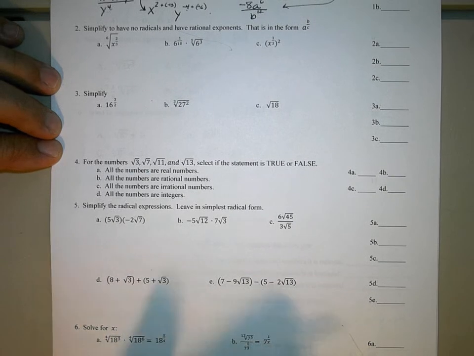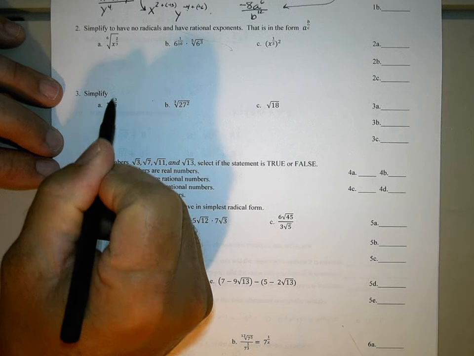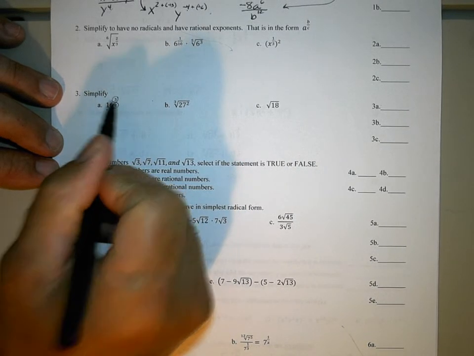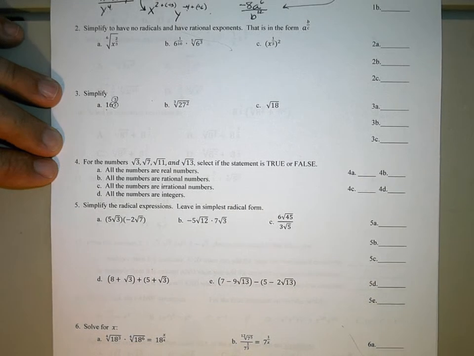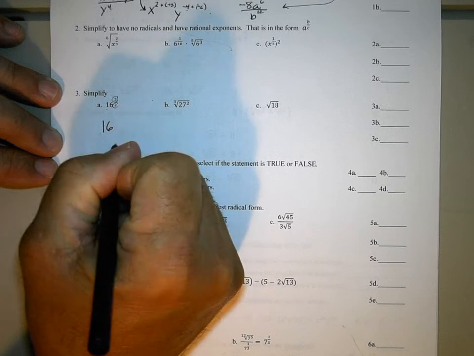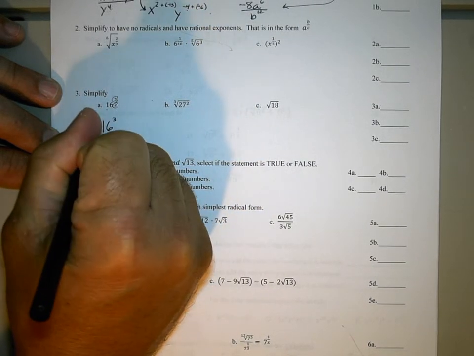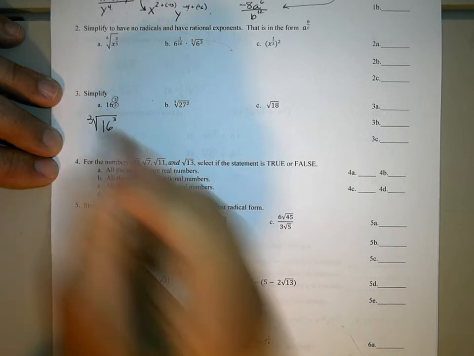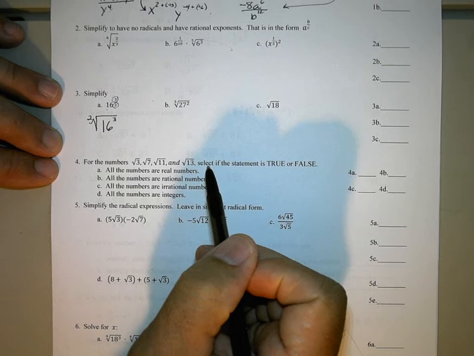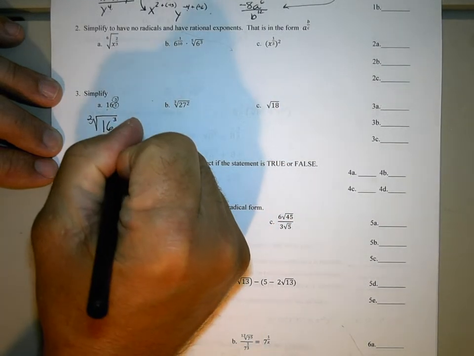Alright, simplify. So we have to remember, when we have a fractional exponent, the numerator is our power and the denominator is our radical. So we're going to rewrite this as, I like to take 16. I take the numerator and I put it to the third, and then square root. Okay, the 3 came here, the 2 went there. Now 16 to the third means 16 times 16 times 16.